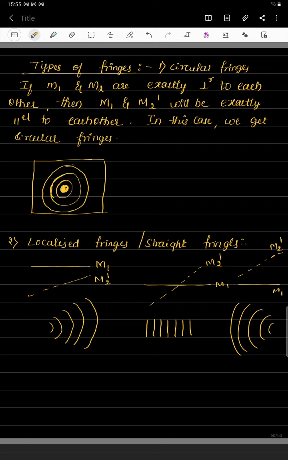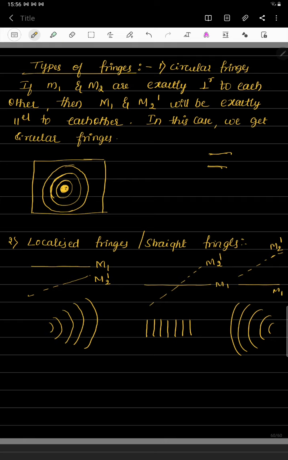So when are you going to see the circular fringes? When M1 and M2, both the mirrors, with the help of screws, are made exactly perpendicular to each other, then in the telescope the image of M2 is formed and that will be exactly parallel to M1. If you make M1 and M2 exactly perpendicular, then M1 and M2 dash, where M2 dash is the image of M2, become exactly parallel to each other. Then in between M1 and M2 dash there will be an air film of the same thickness.